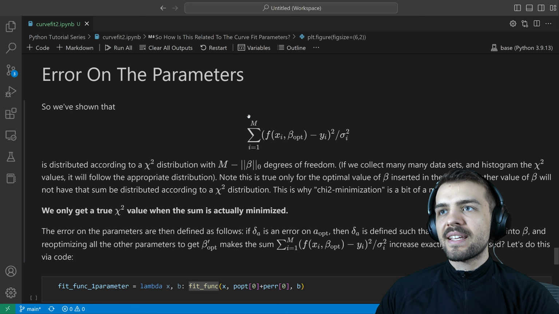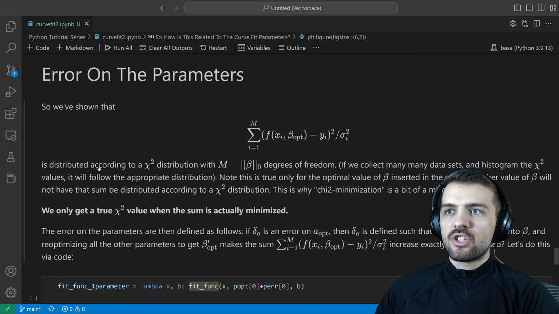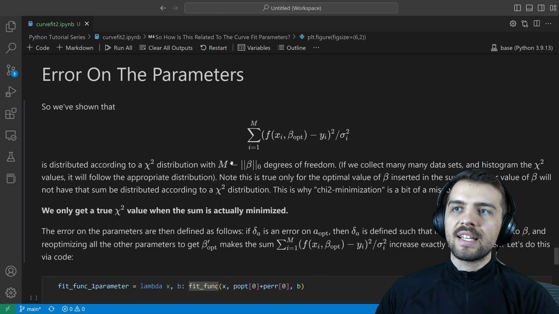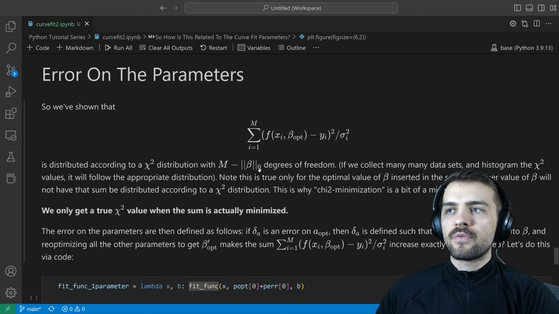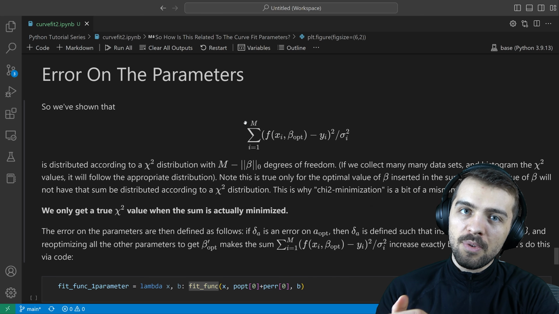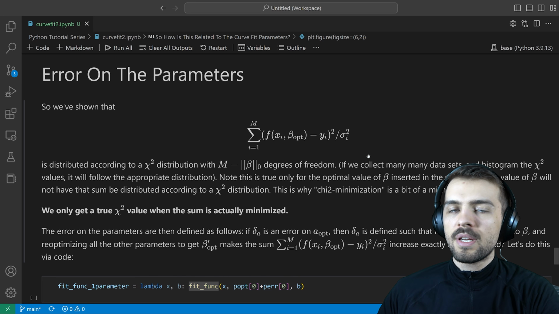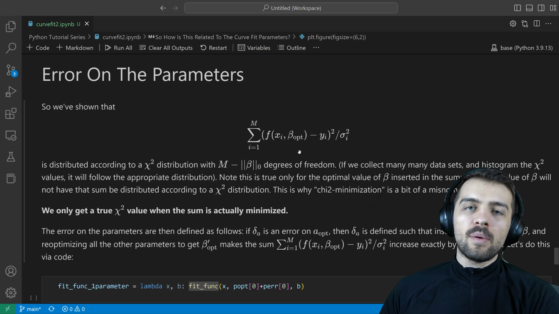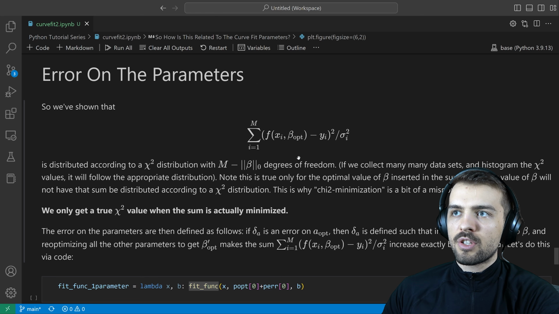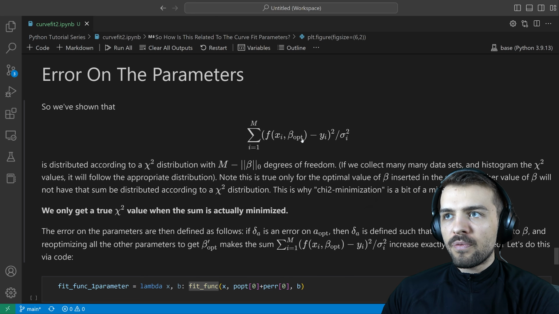So we've shown that this sum here is distributed according to a chi-squared distribution with m minus beta naught degrees of freedom. So beta naught is the number of free parameters. I take the number of data points, subtract the number of free parameters in my curve fit function, and that's the chi-squared distribution, which this sum is distributed according to. So, by the way, we've shown that this is only true, it's only distributed according to a chi-squared distribution for the optimal value of beta.